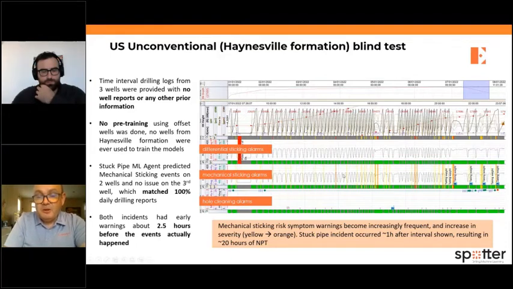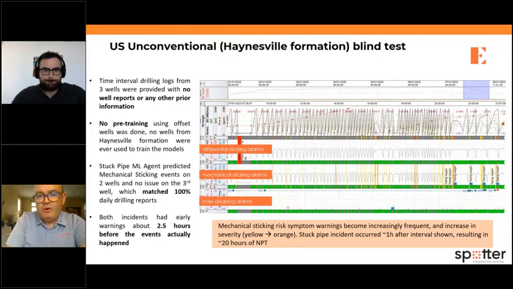So that basically means that we got 100% of all their incidents accurate, and we had no prior knowledge about offset wells or their well specifics or any particular things about these wells. The only thing we got were just time logs. So we didn't know anything about these wells.